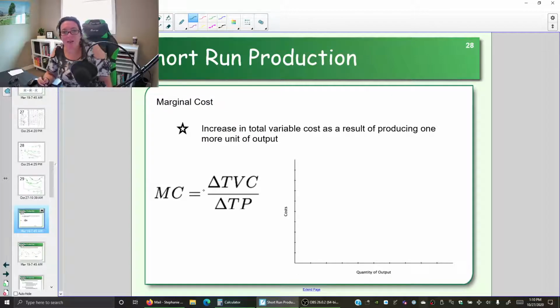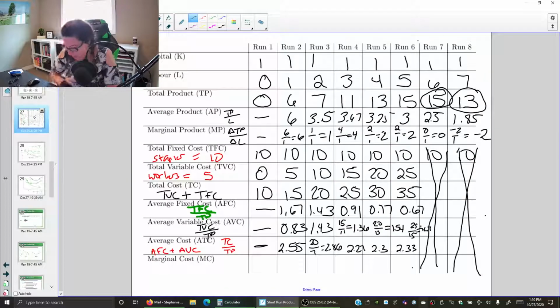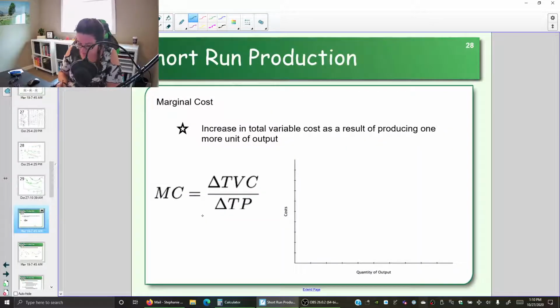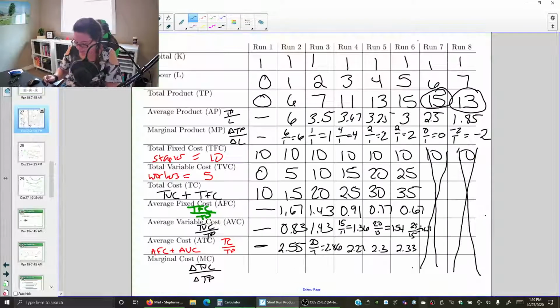And that's because we're looking at the change in overall cost, and we know that fixed cost doesn't change. So it's really just the variable cost that's changing. So we look at the change in total variable cost divided by the change in output. So as we make more units, how much extra does it cost? So let's go back to our widget demo here. We have the change in total variable cost divided by the change in total product.